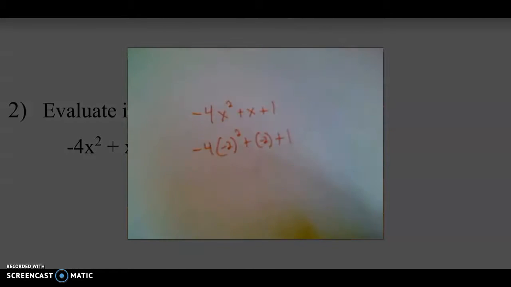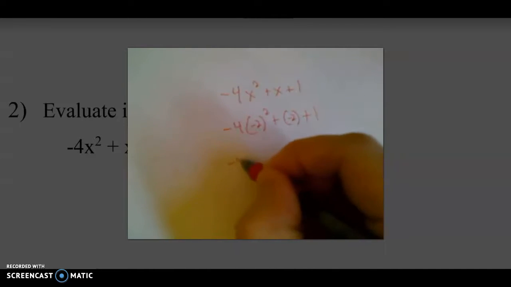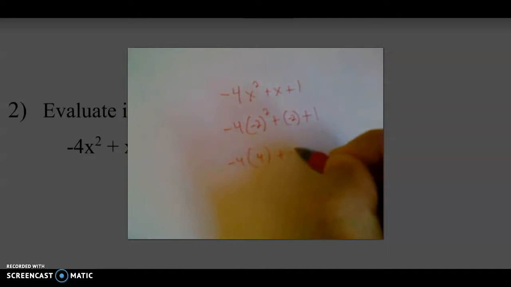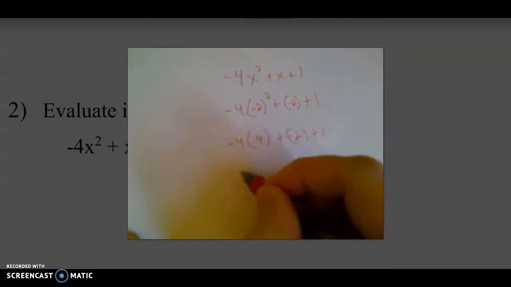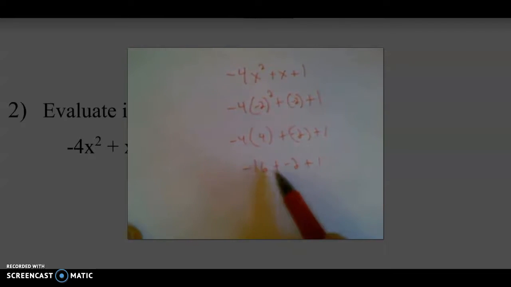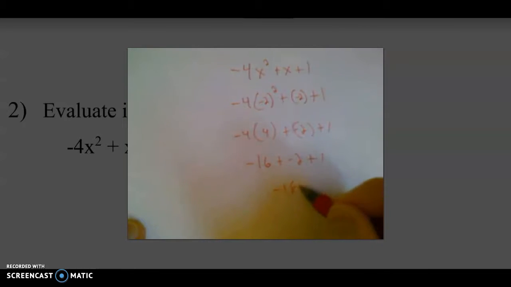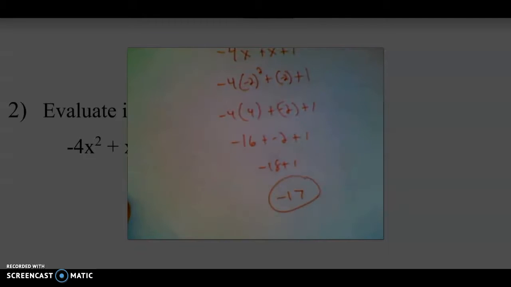So now again, it's order of operations. Negative 2 squared is positive 4. Then you take negative 4 times 4, which is negative 16. And then you just solve. Negative 16 plus the negative 2 is negative 18, plus 1 is negative 17 as your first answer.